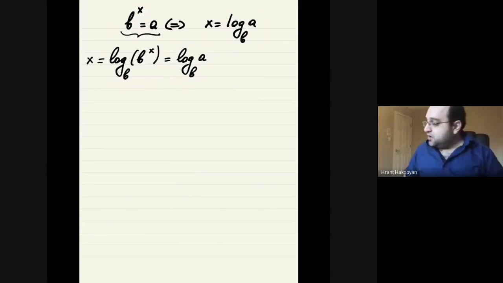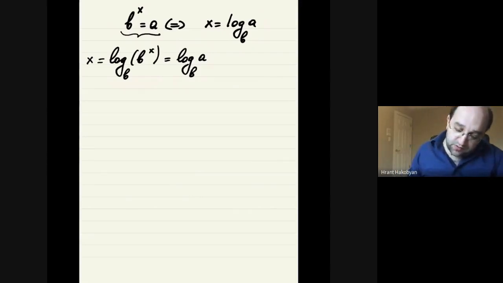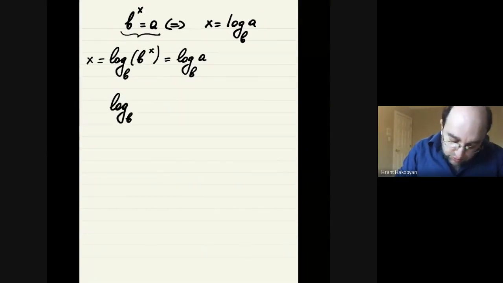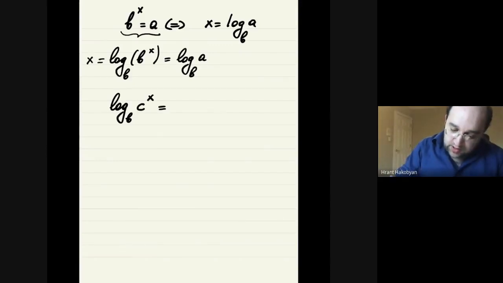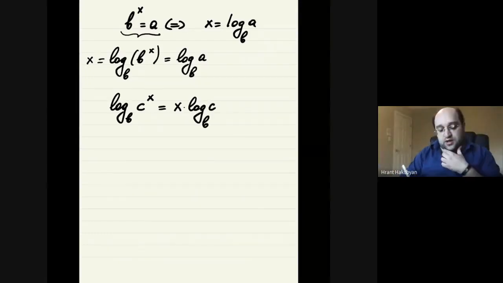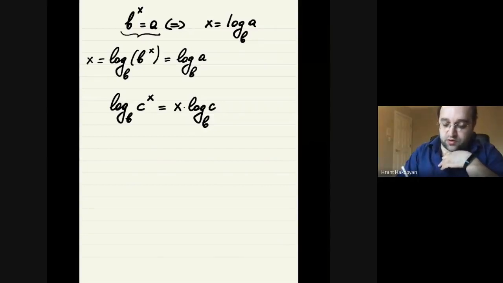That's one of the properties of the logarithm that we will learn in a moment: the logarithm with base b of any number you want, let's call it c to power x, is the same thing as just taking this exponent and putting it in the front. So that would be the same as writing x times the logarithm of c with base b. So that's one of the properties of the logarithm.